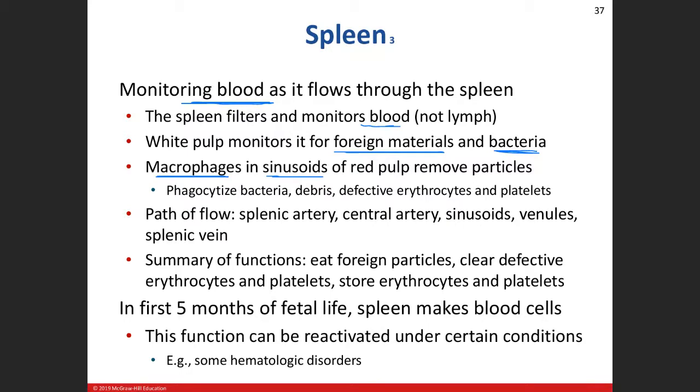Also, if you have damaged red blood cells or old red blood cells, the macrophages will start to destroy them, and then that's when we see the formation of our bilirubin and the urobilirubin and whatnot, that process.